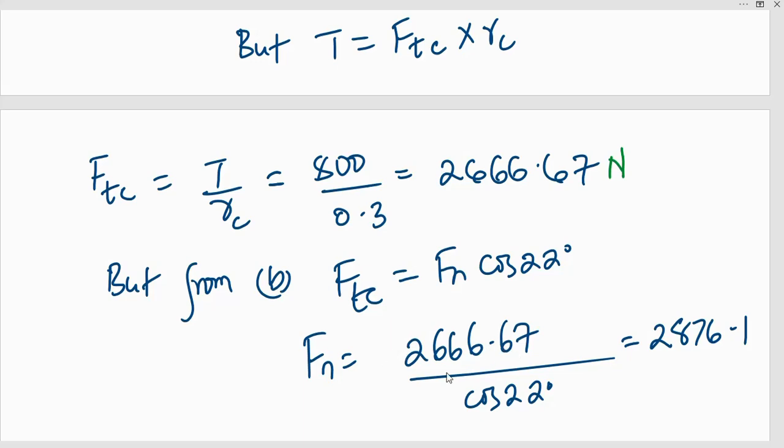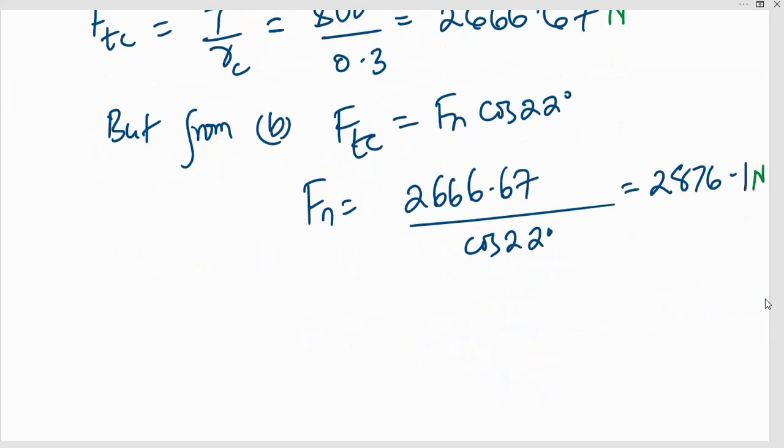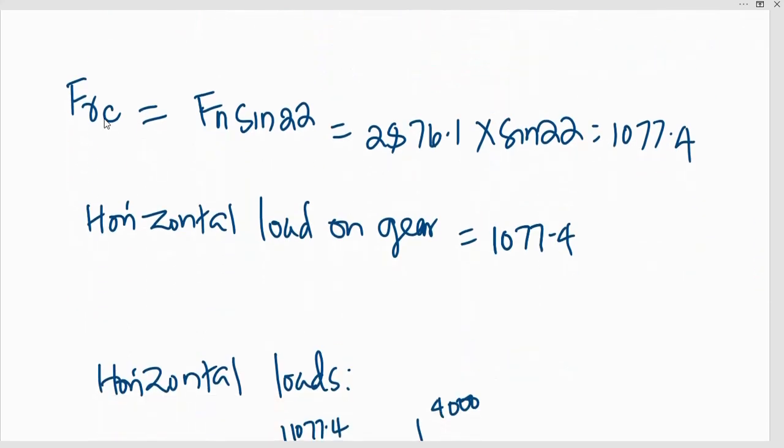From that particular diagram, we know FTC is also equal to Fn cos 22 degrees. So Fn will equal 2666.67 divided by cos 22, and this would give us 2876.1 newtons. What does that mean? It means we are able to get FRC, which is Fn sine 22 degrees, 2876.1 times sine 22, and this gives us 1077.4 newtons. Therefore, the horizontal load FRC is equal to 1077.4 newtons, because it is acting in the radial direction, and therefore it is going to be a horizontal load that acts on gear C.